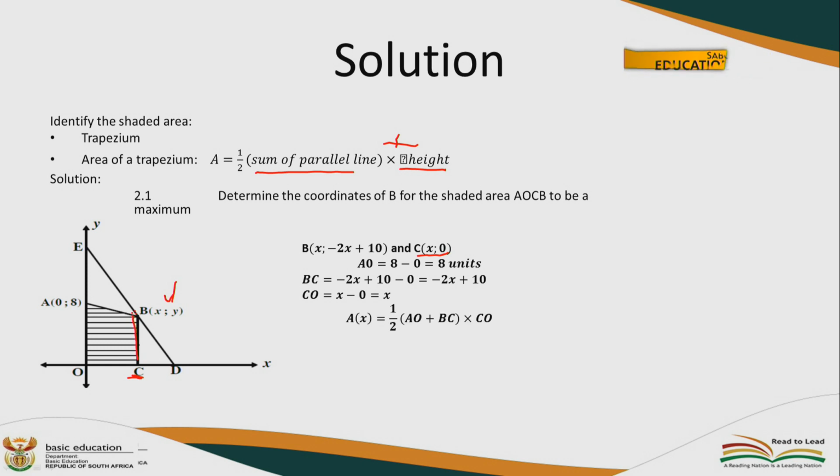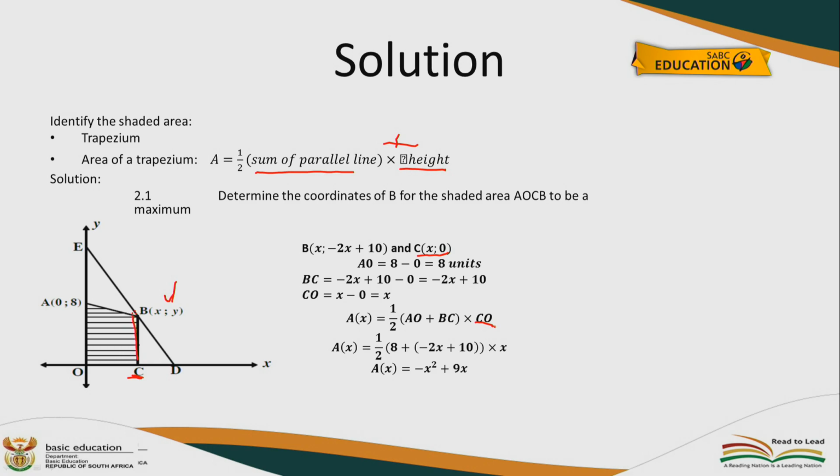So it means that the area of a trapezium can be given as half the sum of the parallel lines, which are AO and BC, so it's going to be AO plus BC times the perpendicular height CO. We substitute the expressions for these distances into that. We'll have half into 8 plus negative 2x plus 10, all of that multiplied by x, and then we remove the bracket. We find that the area can be expressed as negative x squared plus 9x.